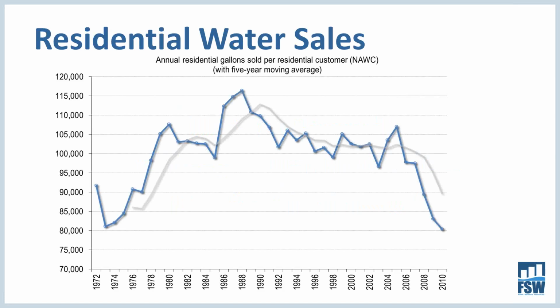Here's a chart that I took from the National Association of Water Companies. I like it because it's simple and direct. It shows, from 1972 to 2010, the decline in water sales, annual residential gallons sold per residential customer. What this demonstrates pretty clearly is that the straight-line extrapolations of demand that we had come to expect in the past are no longer the new normal of demand in water utilities around the country.